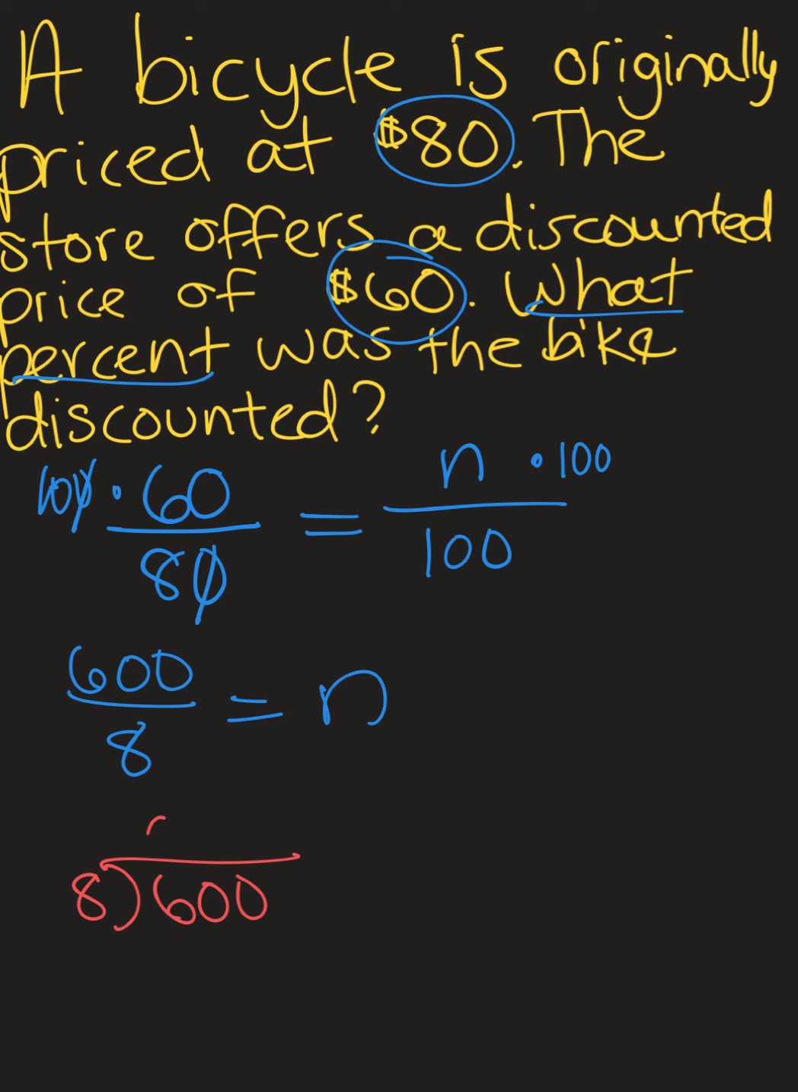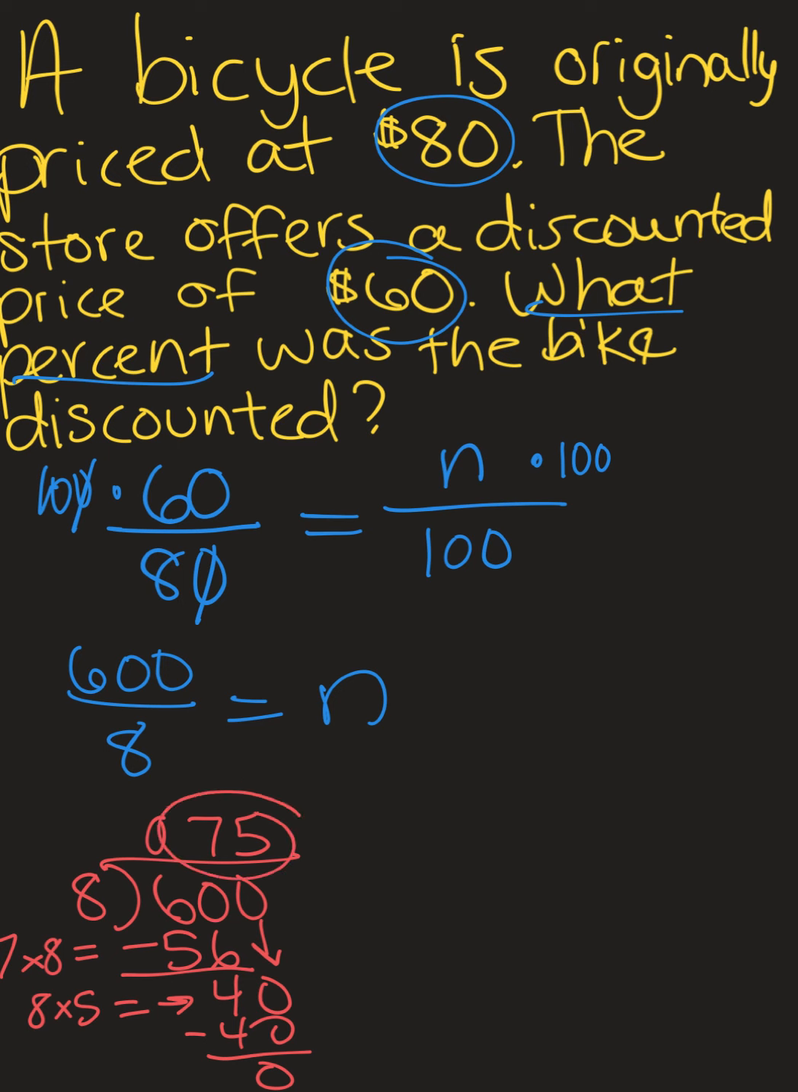8 goes into 6 0 times, but it goes into 67 times. We're going to subtract by 56 because 7 times 8 equals 56. I got a 4 there, drop down my other 0, and 8 goes into 45 times, so 8 times 5 equals that 40, and minus 40 gives us 0, which means 75% was what I spent. Okay? $60 over $80 is 75% of the original is what I spent.